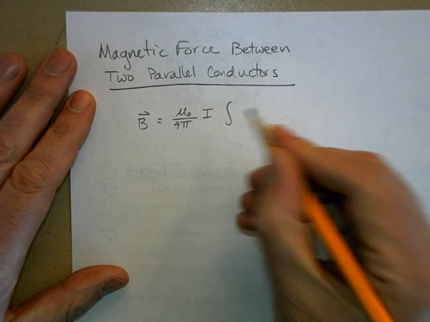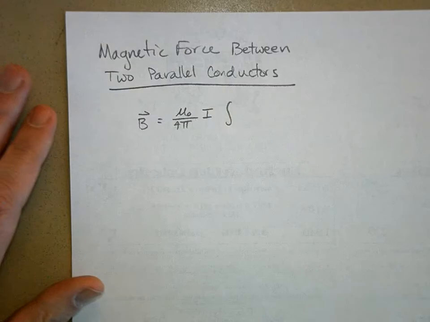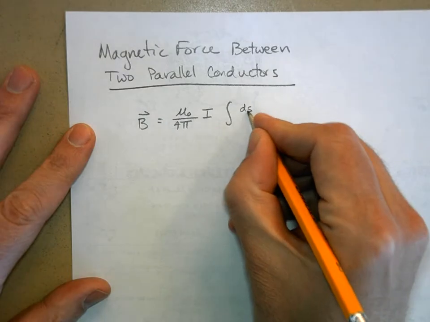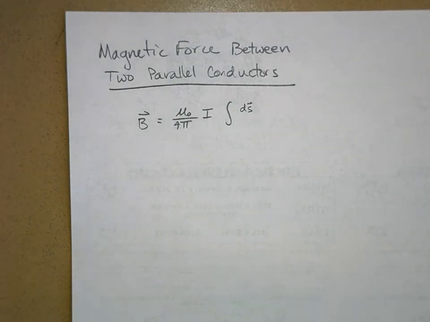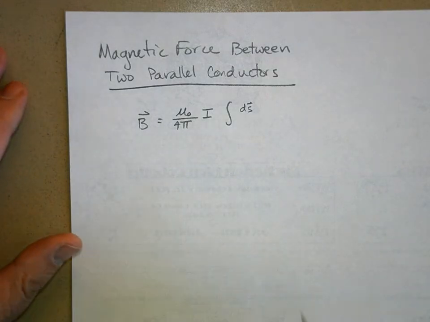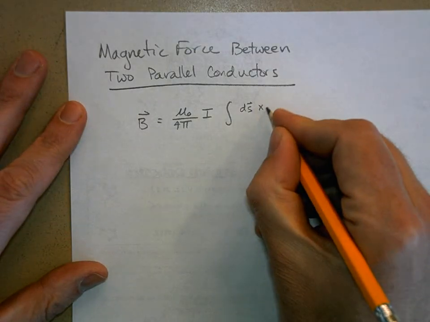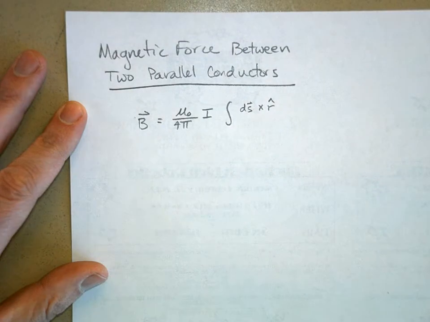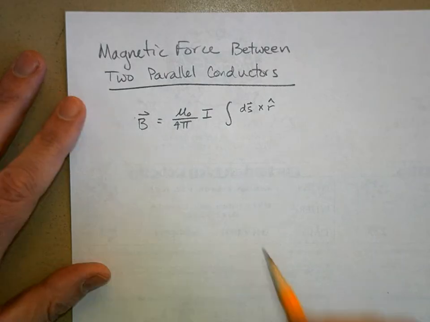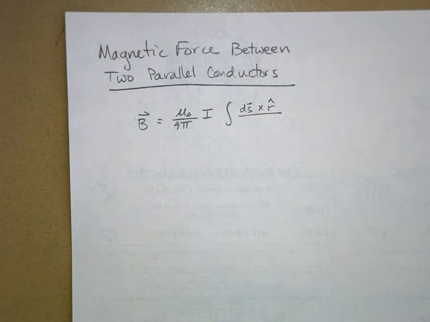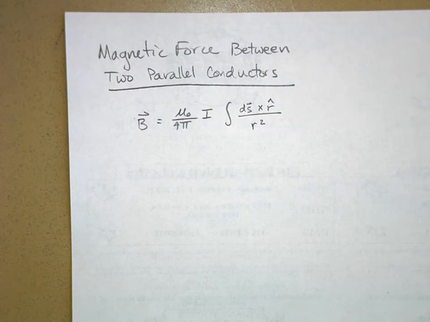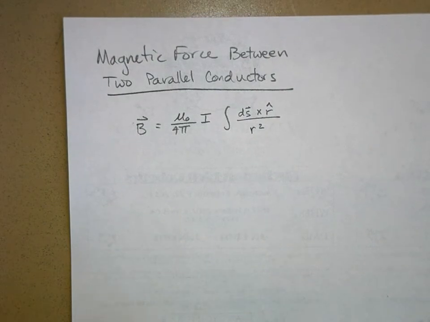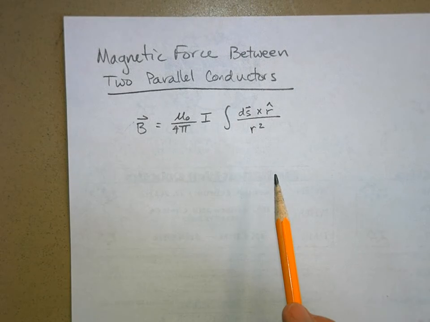And then we are going to integrate, and it depends on how long the wire is, which we represent with ds, how that current is distributed in space. That's what the ds represents. We cross it with r hat. This gives us the direction of the magnetic field. And then it depends on how far away our location in space is from that current, because it decreases by the square of the distance.